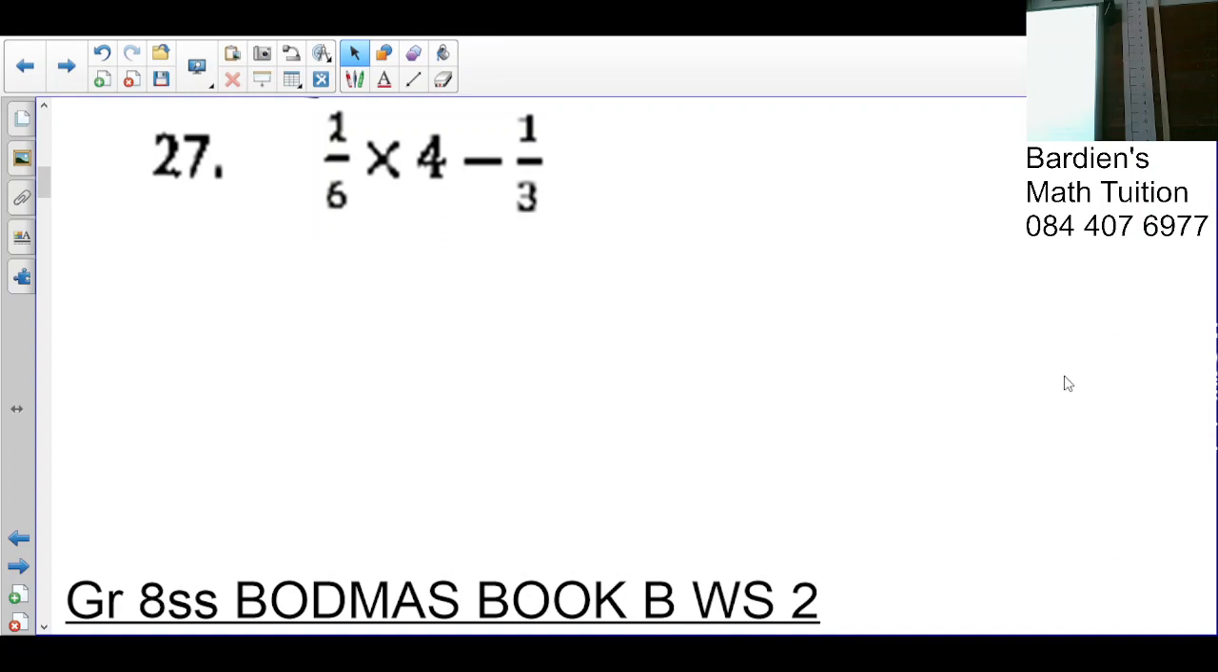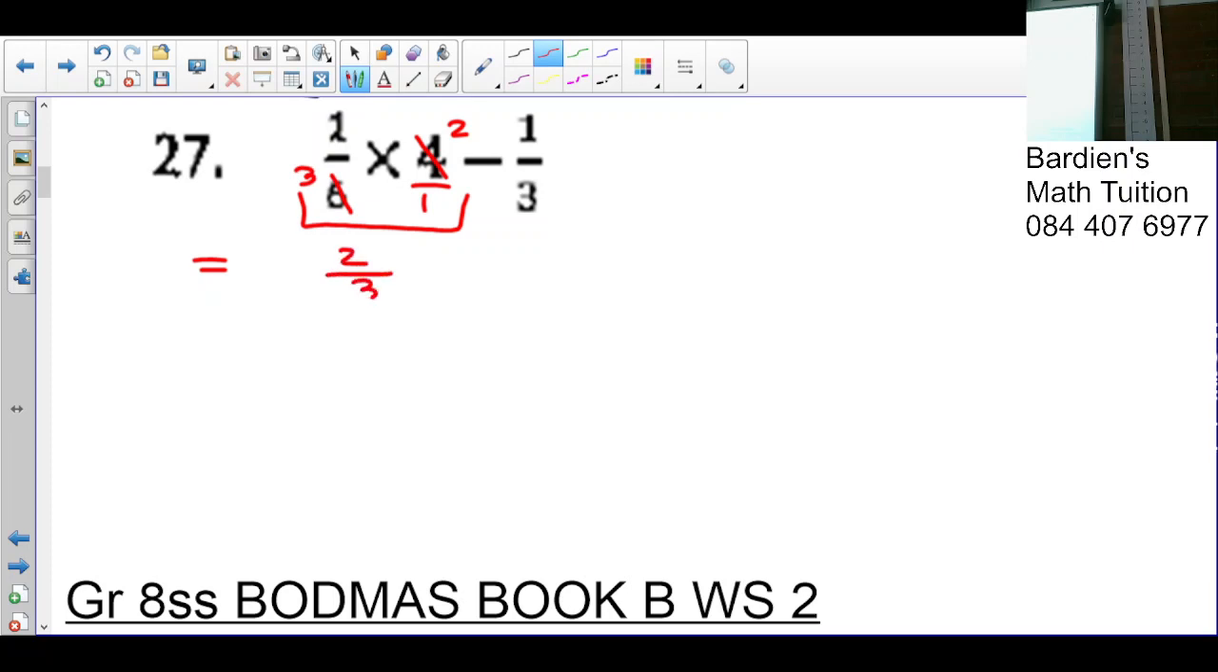Number 27. What needs to be done first? The division. No, multiplication, sorry. Anything that can cancel here? 2 goes into 4 twice, 2 goes into 6 three times. 1 times 2 is 2, 1 times 3 is 3 minus a third. Do I need to find the LCM here? It's already sorted. So 2 minus 1 is 1 over 3. Anybody got the sum wrong?